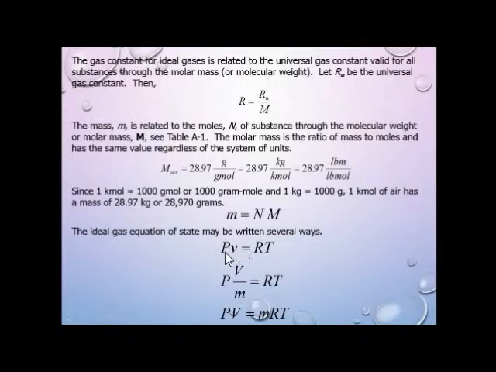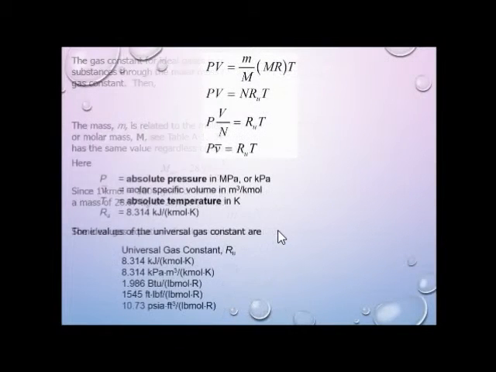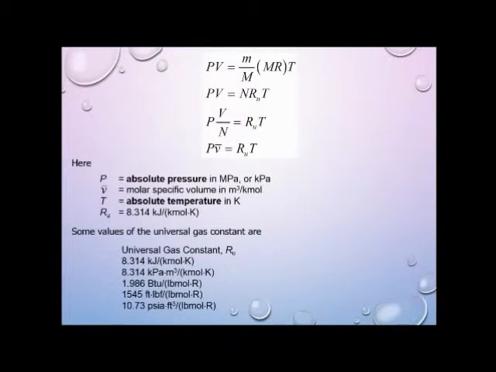Now you can get the value PV equals RT. The specific volume v can be written as total volume by mass. So PV by m equals RT, and it comes out to be PV equals mRT, where M is related to the moles. Further expanding these terms, we will get m by M into MRT, and this m by M comes out to be n, the number of moles.